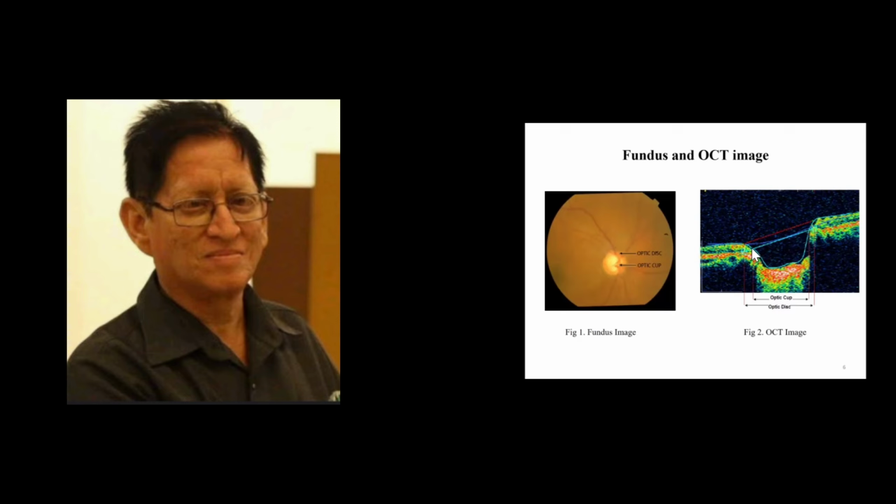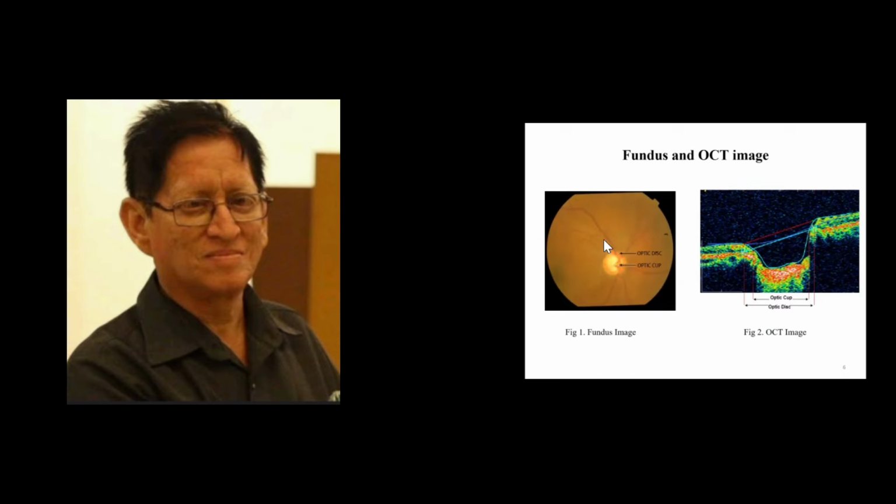The distance in between these two is called the optic cup. Then we measure the cup to disc ratio. Actually, the cup to disc ratio is one of the parameters to measure glaucoma. A ratio of 0.1 to 0.3 is a normal patient, and more than 0.3 is called glaucoma.